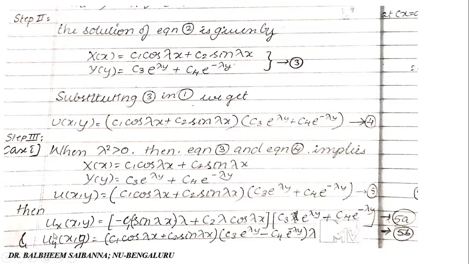Then, after differentiating with respect to x, differentiate equation 5 with respect to y. Then u of x comma y is equal to C1 cos lambda x plus C2 sin lambda x as it is, since here we are differentiating with respect to y. C3 is a constant, and the differentiation of e to the power of lambda y is e to the power of lambda y into lambda. Here C4 e to the power of minus lambda y differentiates to minus C4 e to the power of minus lambda y into lambda, because lambda is taken common.